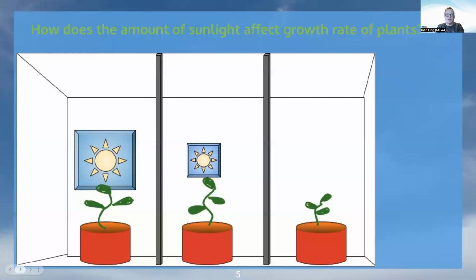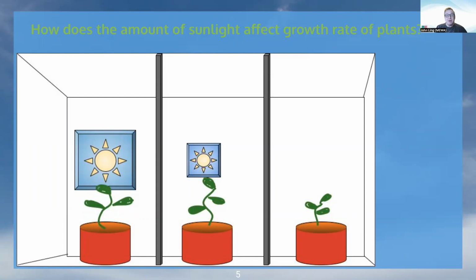All right, so I've got a little experiment here. Let's say we're interested to know, how does the amount of sunlight affect the growth rate of plants? So here we're interested in the amount of sunlight as the variable that we're testing. So we're going to change the amount of sunlight these plants get. We'll measure the growth rate of the plants to see the outcome of that. We could let these plants grow over a 6-week period and measure them once a week and calculate the growth rate over that time.